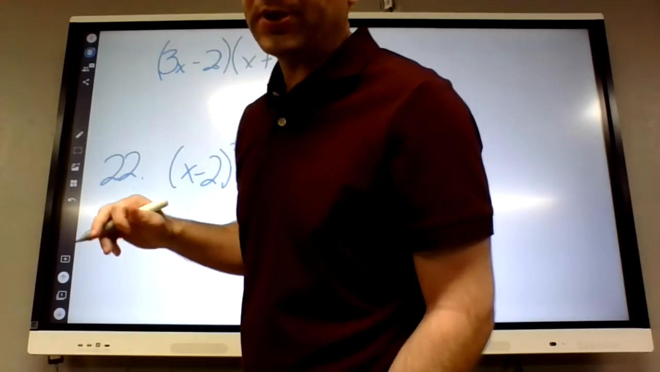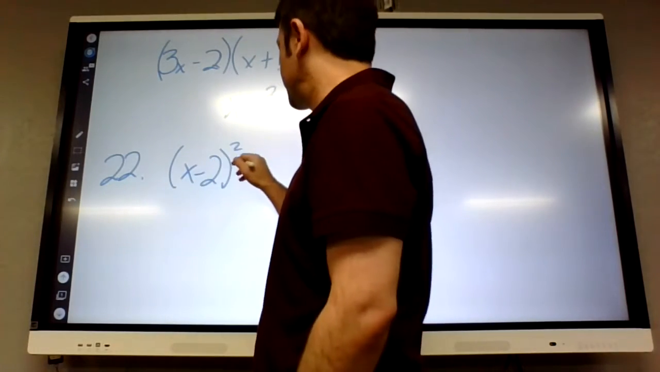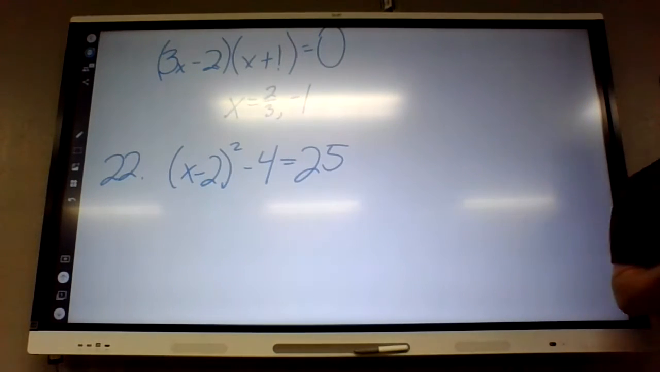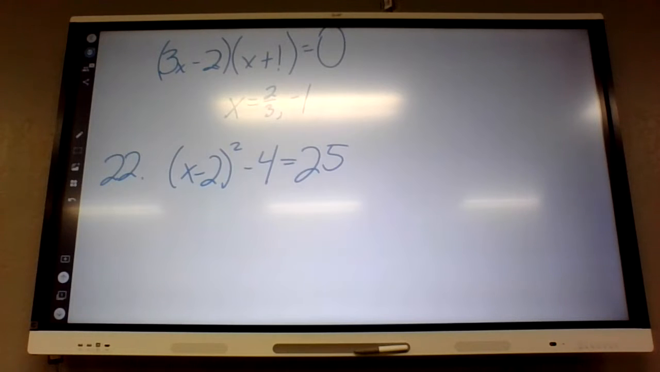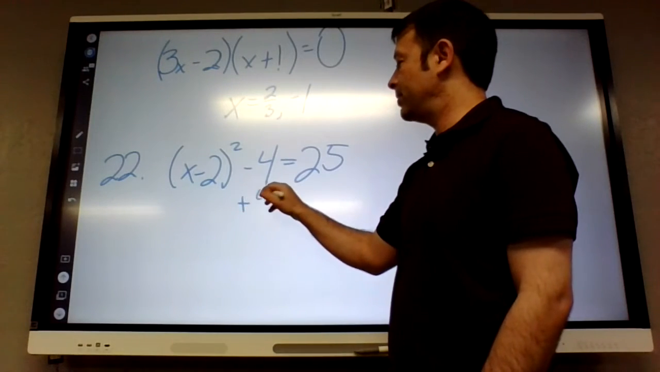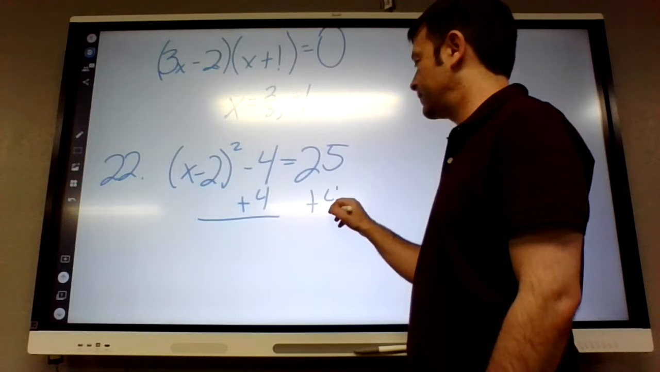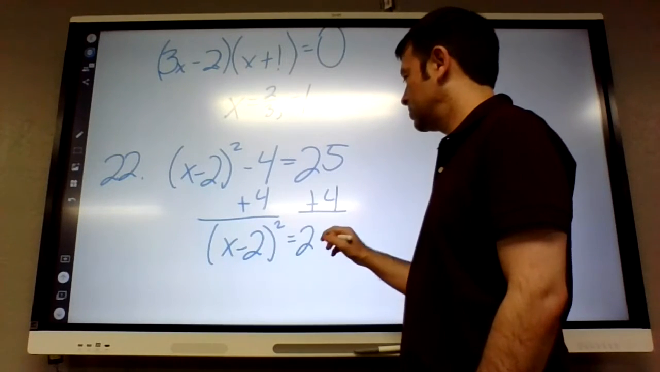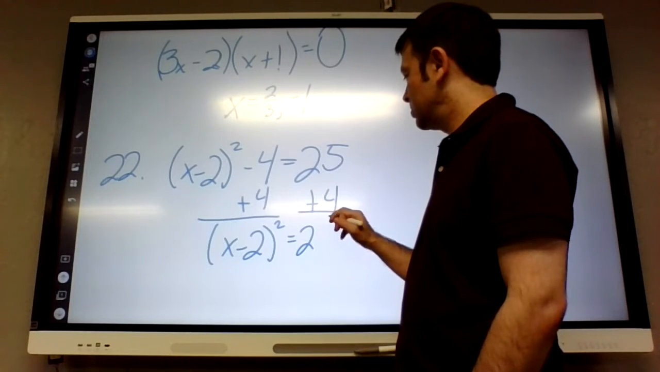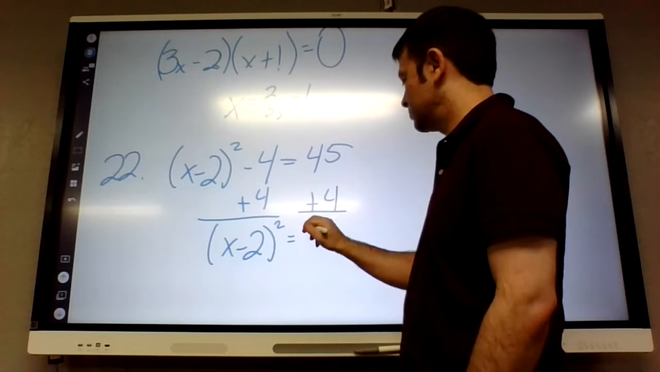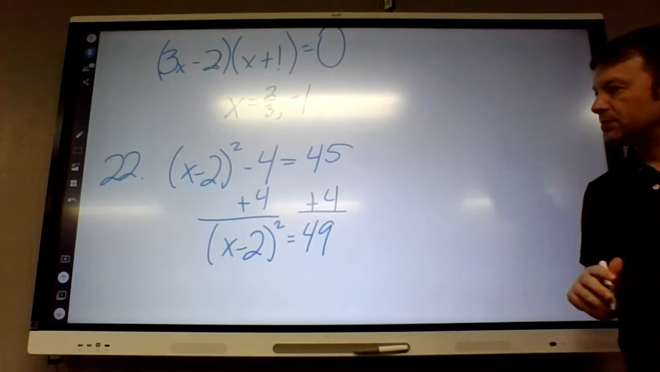Okay, on 22 it says solve by taking roots. What do you think they mean by taking roots? Square root both sides. What should we probably do first on 22? Add the 4. You want to get that square by itself. Isn't it supposed to be 45? Oh, is it? I was going to say this is not going to work out very well. Oh yeah, it was.